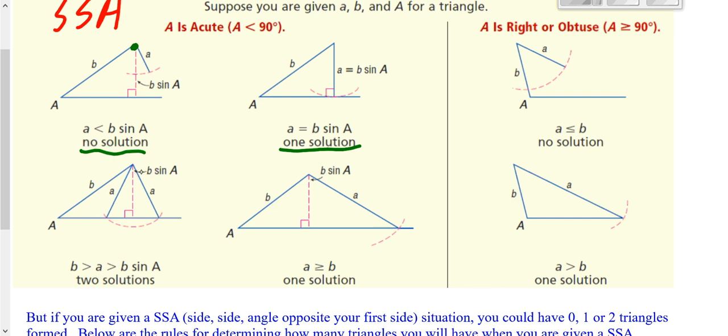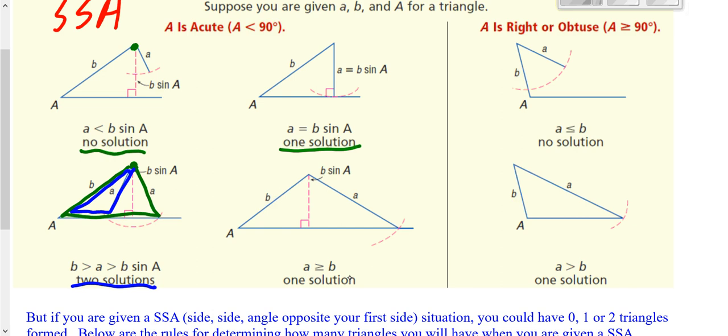It is possible, since this side is like a hinge, that it would work once out here, and you'd have a triangle like this. Or you could rotate that side over here, and then you would have this triangle here. Either one, but in that case you'd have two. Or if this opposite side is really, really big, bigger than your adjacent side, then it's just one triangle.